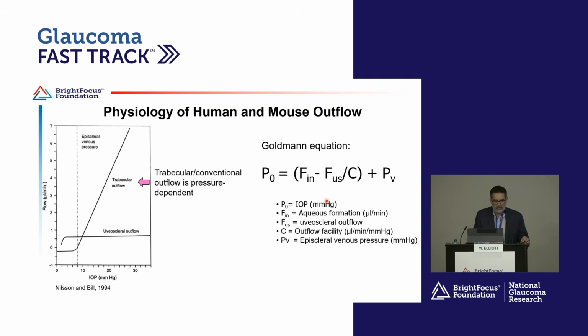So what about function? As was already talked about, the Goldmann equation, this is kind of a modified version of it, but this Goldmann equation basically describes the relationship between intraocular pressure and the components that lead to that, including the aqueous formation rate, or F_in, the uveoscleral outflow, which is not dependent on pressure, and then the C, which is the outflow facility, so that's a description of the pressure-dependent component of outflow, and then the episcleral venous pressure, which again is the backfilled pressure for the system.